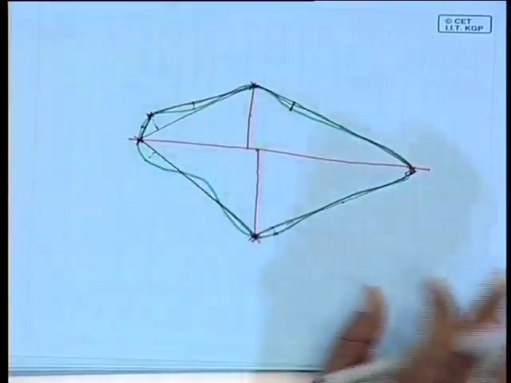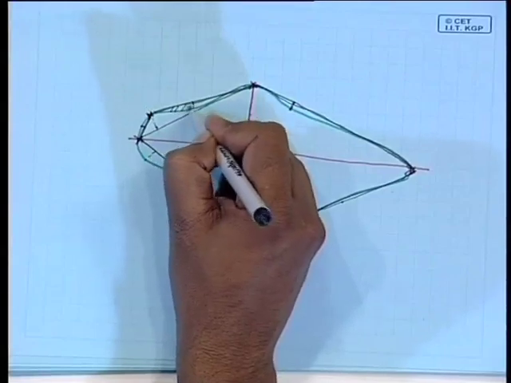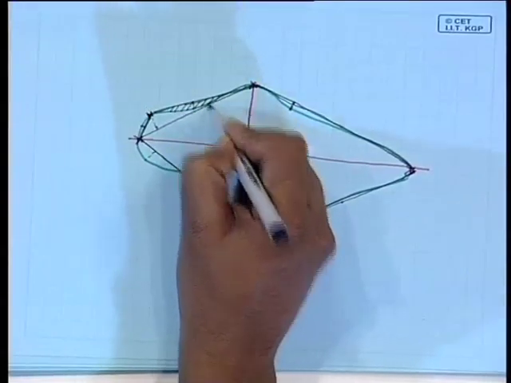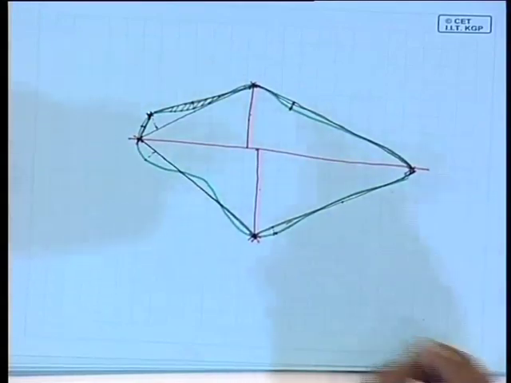Similarly, there are many other criteria functions which can be used for polygonal approximation. One of the criteria functions tries to find out the area of the portion which is enclosed between this straight line approximation and the original boundary, and that criteria function tries to minimize this area.